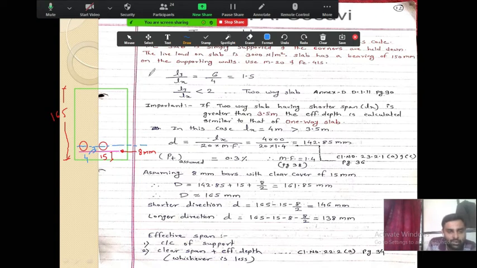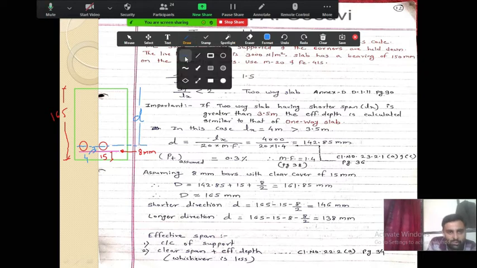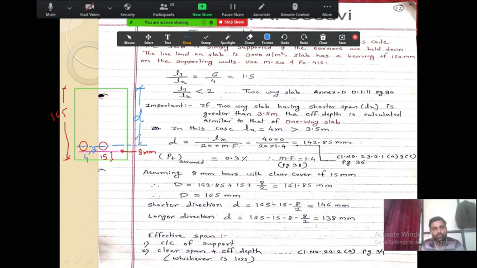So your effective depth D will be, how to calculate that? This is the distance. This distance is nothing but your effective depth D. Okay, this is your effective depth D. So now I want to calculate this D. What should I do? I will take 165 first, that is here 165. Then from that 165 I minus this 15. This 15 is the clear cover.